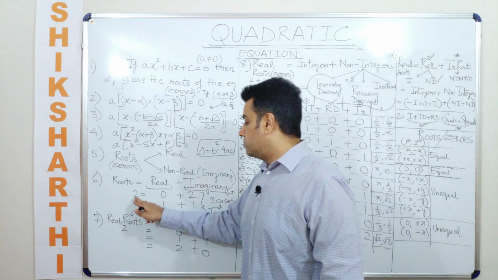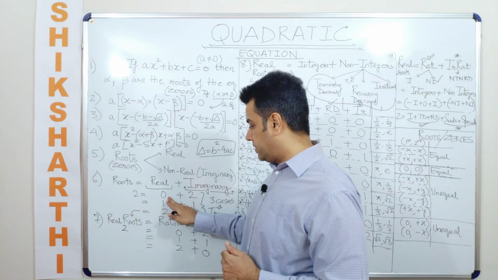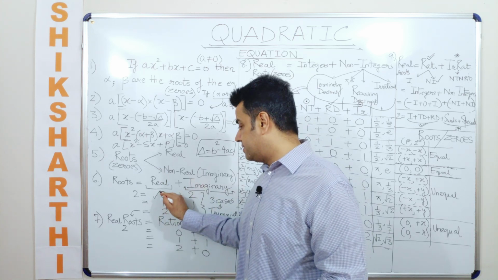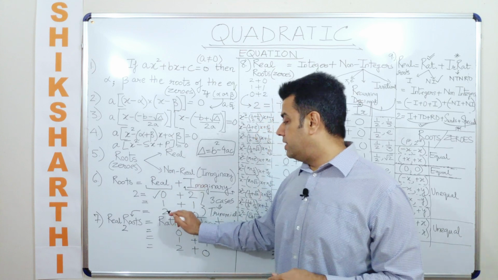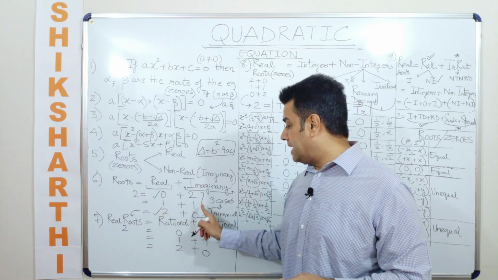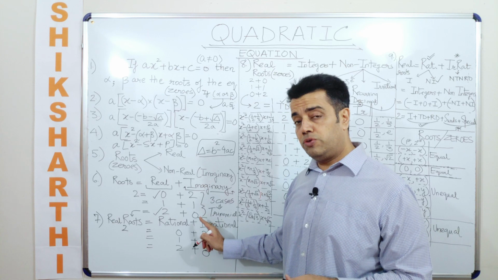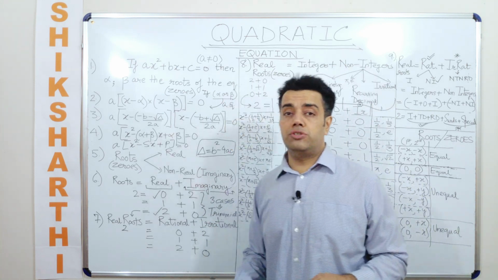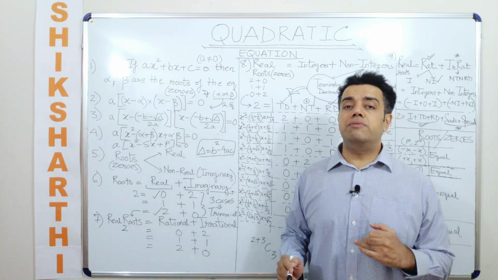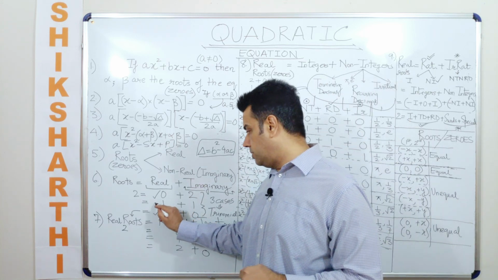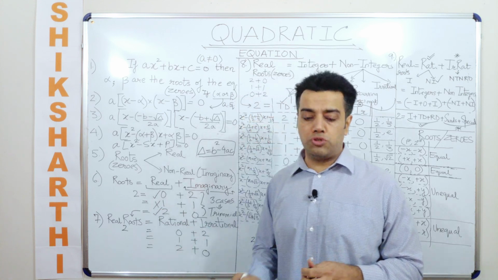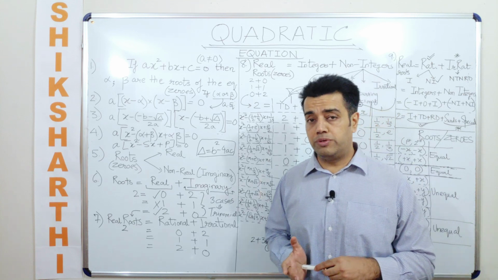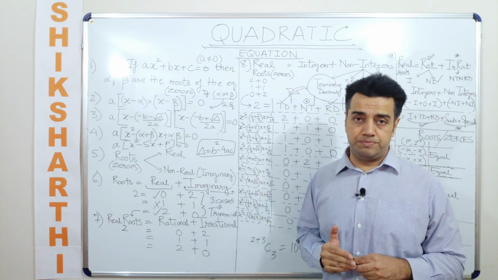Now 2 can be written as 0 plus 2, wherein 0 real roots and 2 imaginary roots. Is this case possible? Yes, this case is possible. Similarly, can I have a quadratic equation which has 2 real roots and 0 imaginary roots? Yes, it is. But can I have a quadratic equation which has 1 real root and 1 imaginary root? No, this is not possible. Why? Because imaginary roots always exist in pairs. We'll talk about this later in our subsequent videos when we talk about imaginary roots.